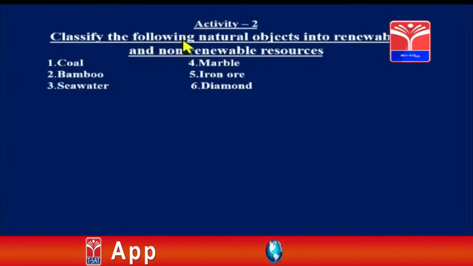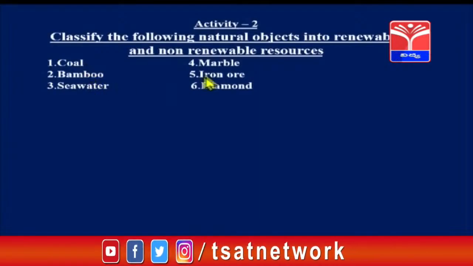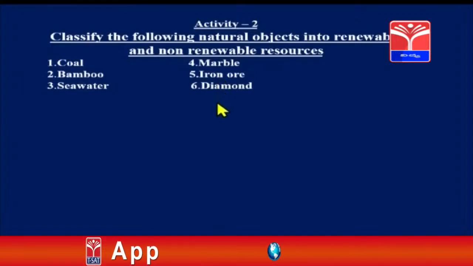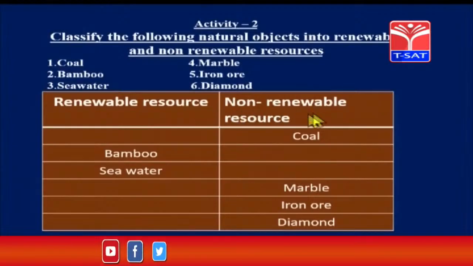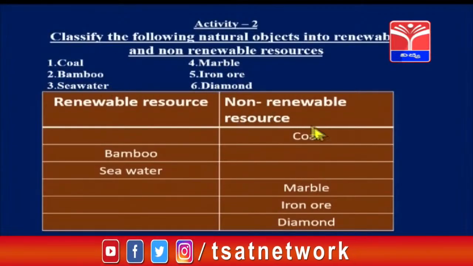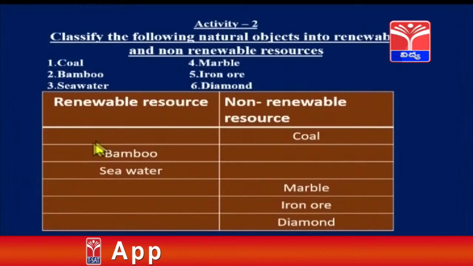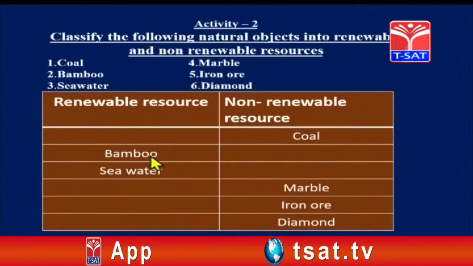Classify the following natural objects into renewable and non-renewable resources: coal, bamboo, seawater, marble, iron ore and diamond. So, let us go for understanding this. What are renewable resources and what are non-renewable resources among these? Coal. Yes, it is a non-renewable resource. Bamboo, it is a renewable resource. Seawater, it is a renewable resource.